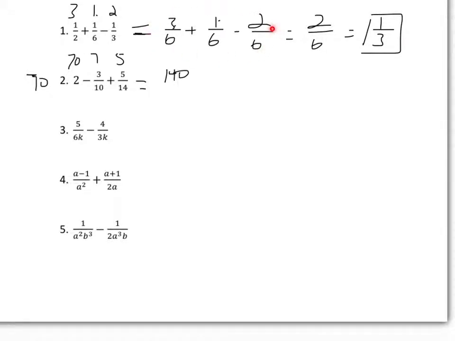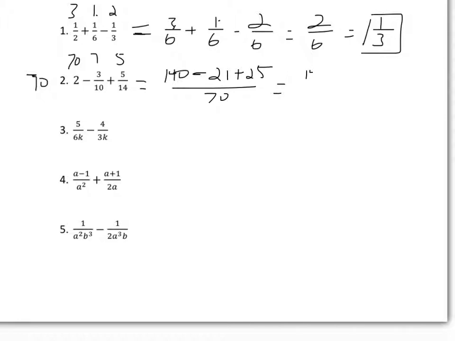I did this first one actually writing them all out as separate fractions so you can see what we're actually doing. The way I prefer to do it is once you get the least common denominator, you only need to write that denominator one time. Everything else can be written as one joint numerator. So we've got 140 on top minus 21 plus 25 all over 70. We can do our adding and subtracting.